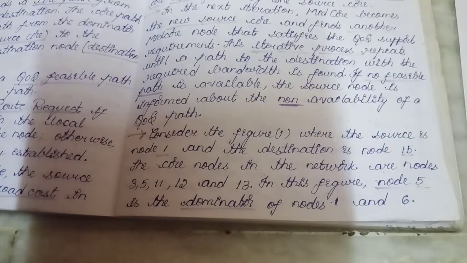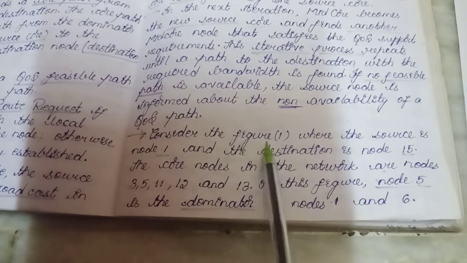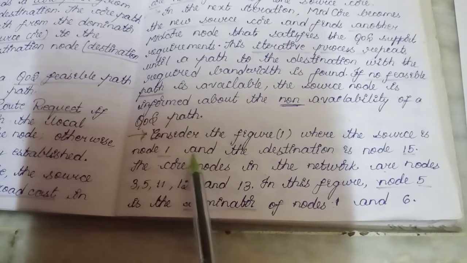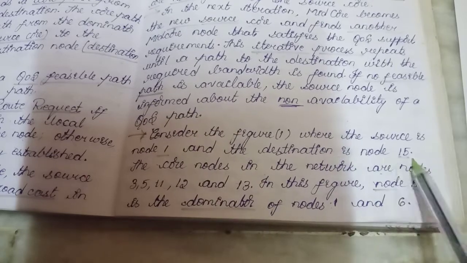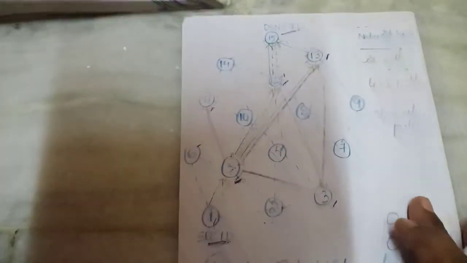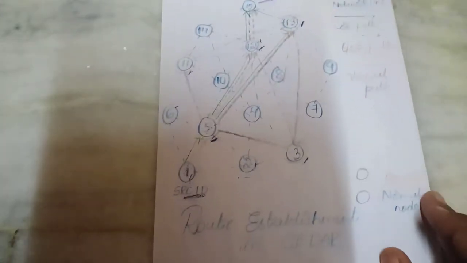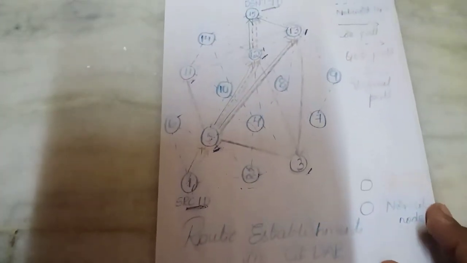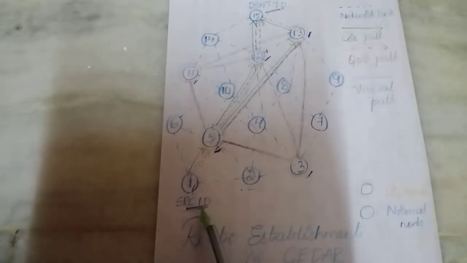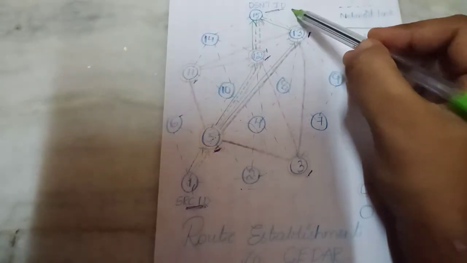I'll tell about it. Consider the figure 1 when the source is node 1. The source node is node 1 and the destination is node 15. I'll explain to you. See, this is the route establishment in CEDAR. This node 1 is our source node and this node 15 is our destination node.